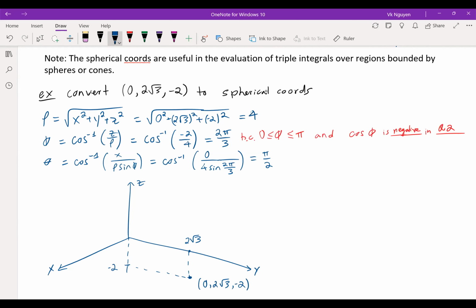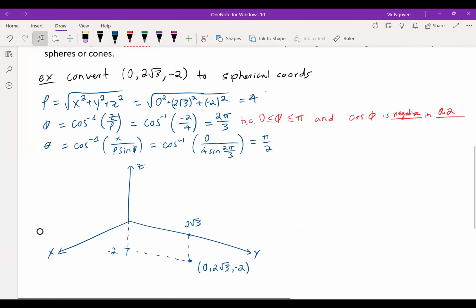Okay, so the radius, right? From here to here is rho, that's 4. The angle is right here, this is the angle theta.